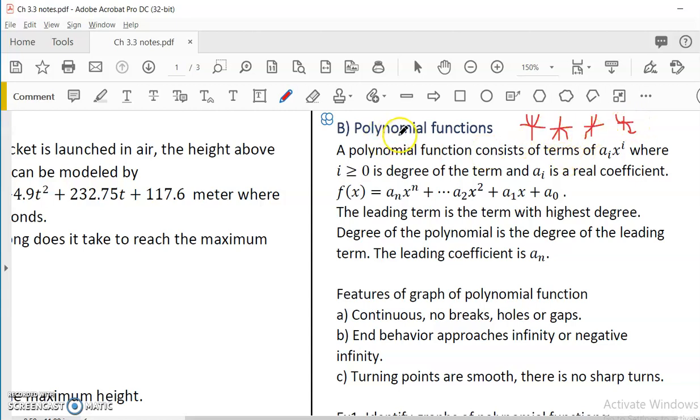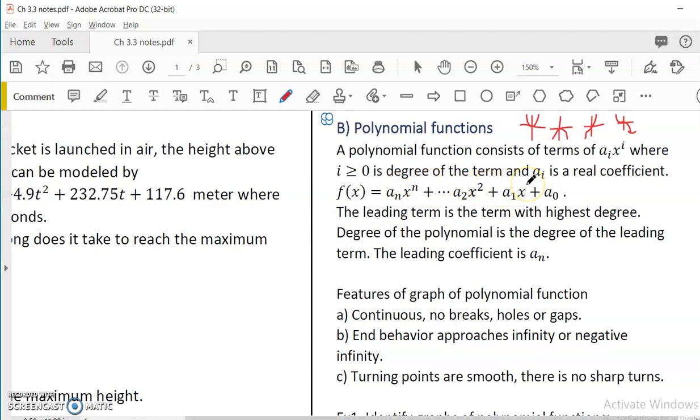Now we're looking at general polynomial functions. Polynomial means more than one term, poly, right? So a general one would be a_n x to the n plus a_(n-1) x to the n minus 1, all the way down to plus a_0. So that means there are n terms. Actually, n plus 1 terms.